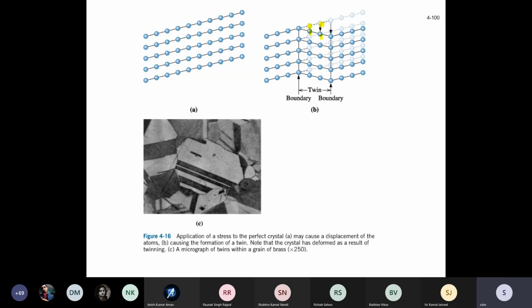I repeat, slip occurs on relatively widely spread planes. Remember, pulse stress, that A value. But in the twin region of a crystal, every atomic plane is involved in the deformation.